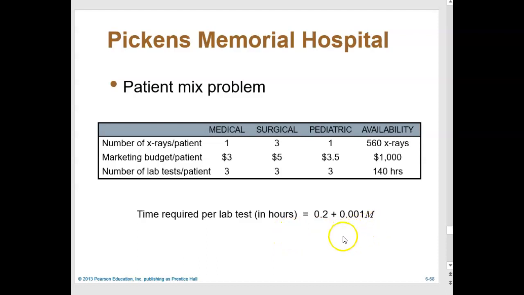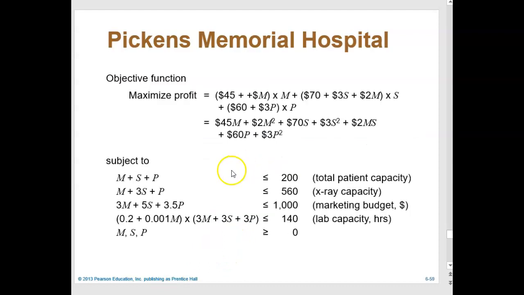So based on historical data, this is how they determine the relationship: the time required for each lab test in hours would be 0.2 plus 0.001 multiplied by the number of medical patients you have admitted in the hospital at the moment. So the higher the value of M, the more time it takes to complete a single lab test. Now let's come to the model formulation part of this example.